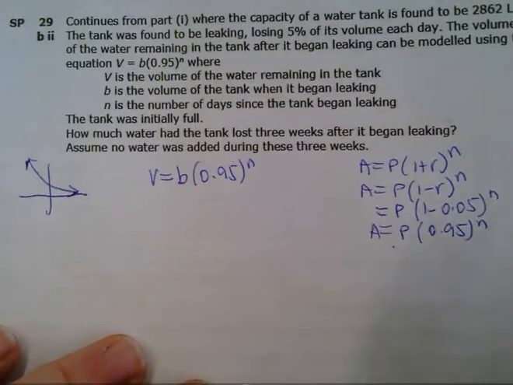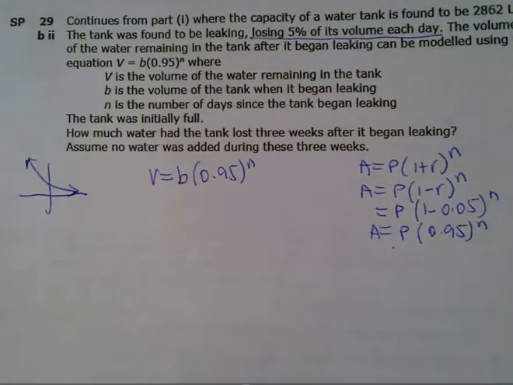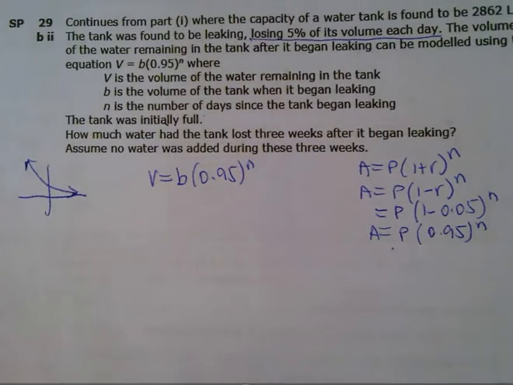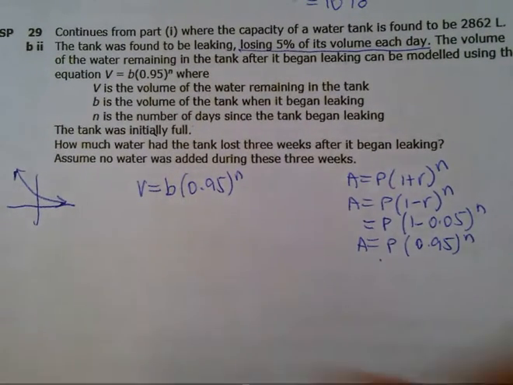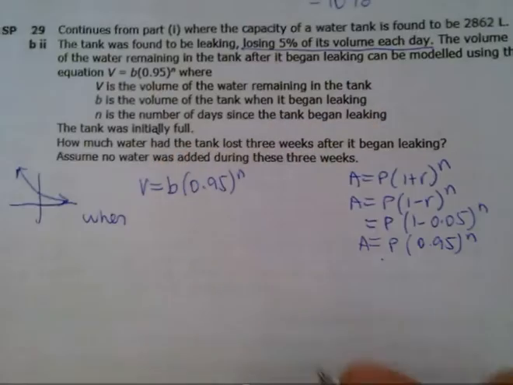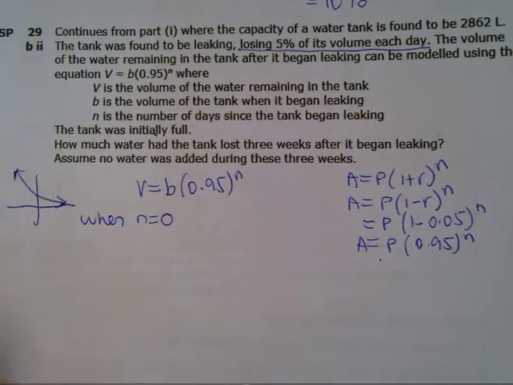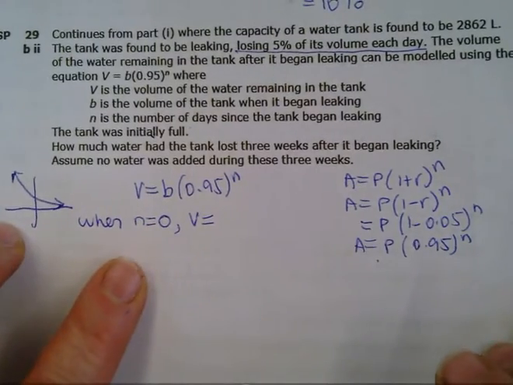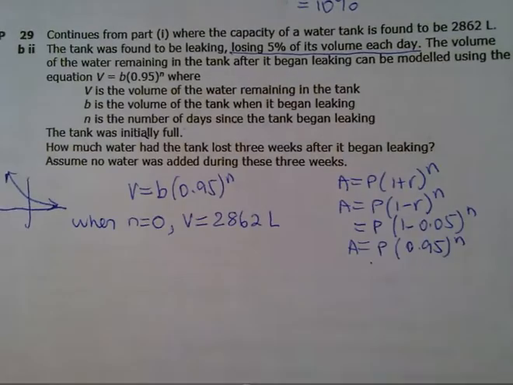So you've got to get your units correct. It loses 5% of its volume each day, so when we're dealing with time, it's got to be in days. All right? So n is the number of days. What do I know? The tank was initially full. Do we know the original volume? Come on. When n is 0, so at the very beginning of time, what was the volume in the tank? Anyone? 2862 litres. Very good.